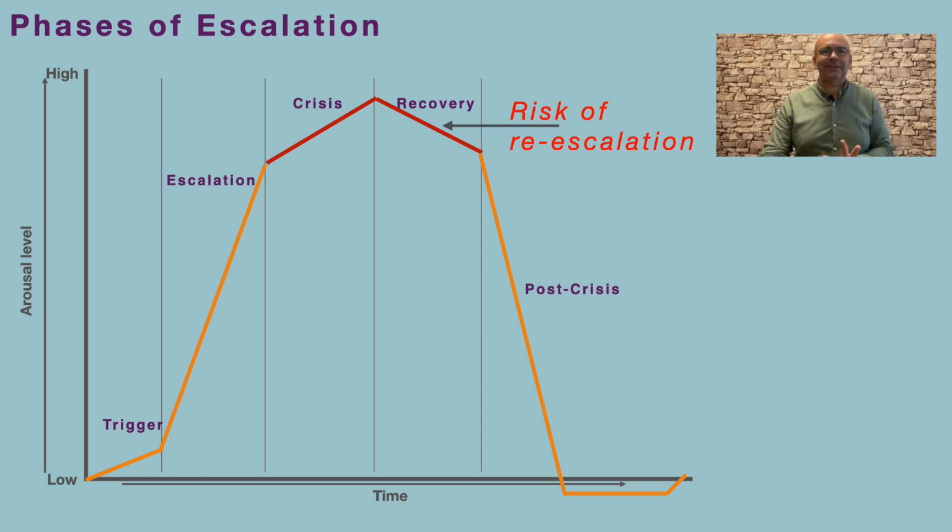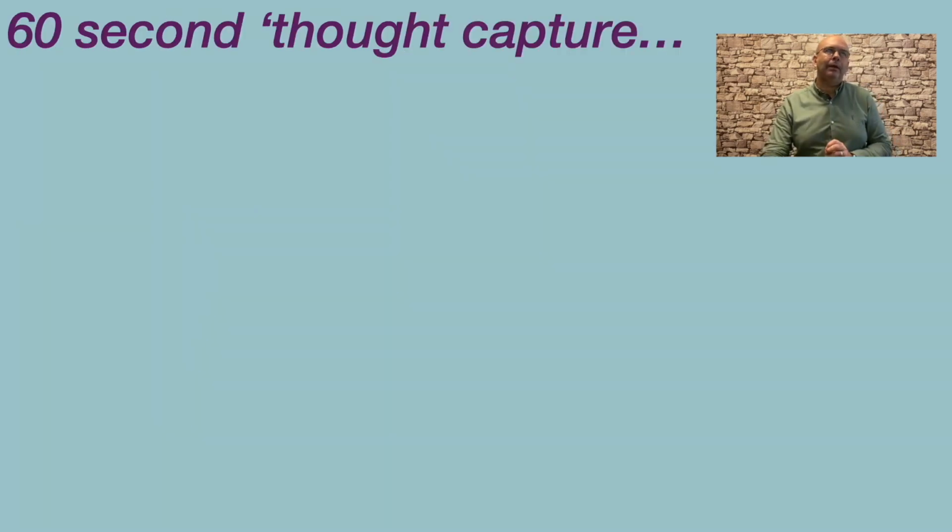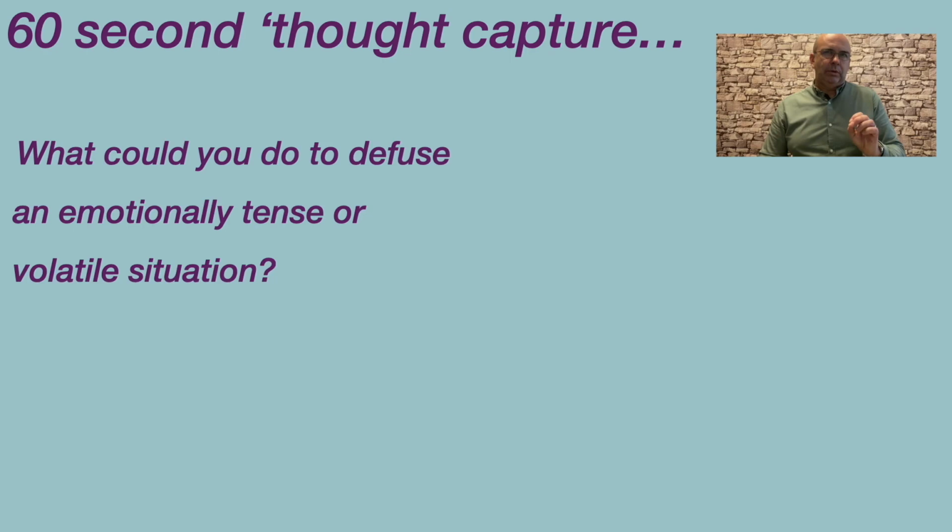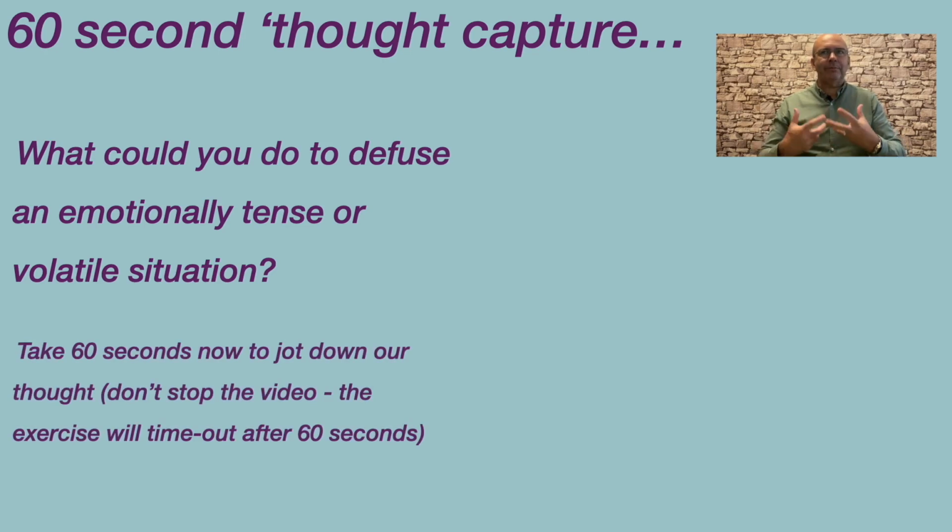So I guess another 60-second thought capture here. What could you do to diffuse an emotionally tense or volatile situation? I'm confident that you will have some ideas, and I've got some tips to come, but you will have your own ideas and experience on this, and you will know what works for you. So take 60 seconds out, I'll start the clock, jot some thoughts down, and then we'll revisit after that.